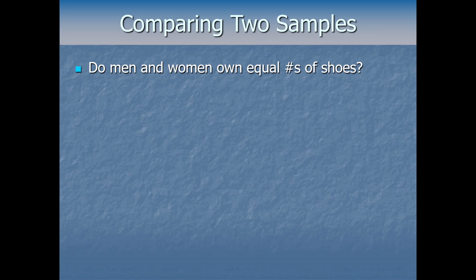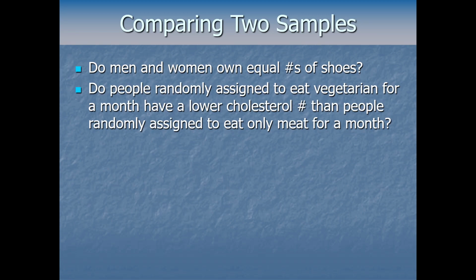But compare that to a research question like, do people randomly assigned to eat vegetarian for a month have lower cholesterol than people randomly assigned to eat only meat for a month? Now, it sounds like we're comparing here two groups of people, but we put them in these groups. We controlled it, and then we manipulated each group's diet for a month. That's different than comparing people who already eat vegetarian to people who already eat meat, because those people would have a bunch of other pre-existing differences too. So this is clearly an experimental design.